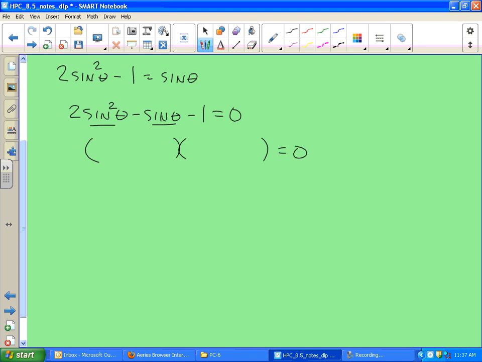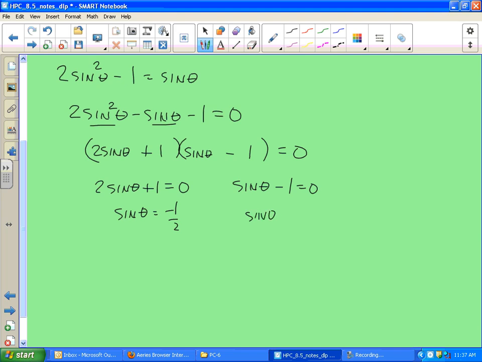Well, I know it's going to factor. So we have 2 sine of theta and sine of theta producing 2 sine theta squared. And we have a negative 2 sine theta plus a 1 sine theta producing a negative sine theta in the middle term. So we have our zero product property once again. 2 sine theta plus 1 equals 0, or sine theta minus 1 equals 0. And solving for sine of theta, we get sine of theta equaling negative 1/2, or sine of theta equaling 1.